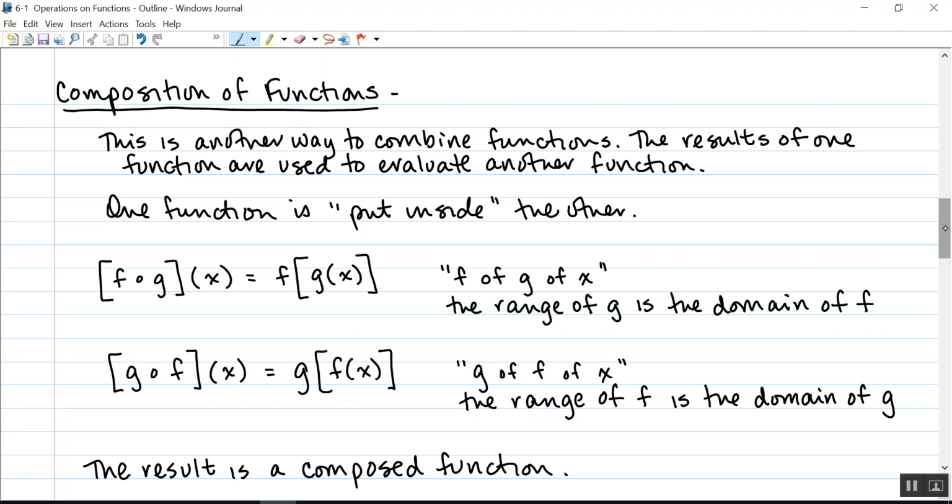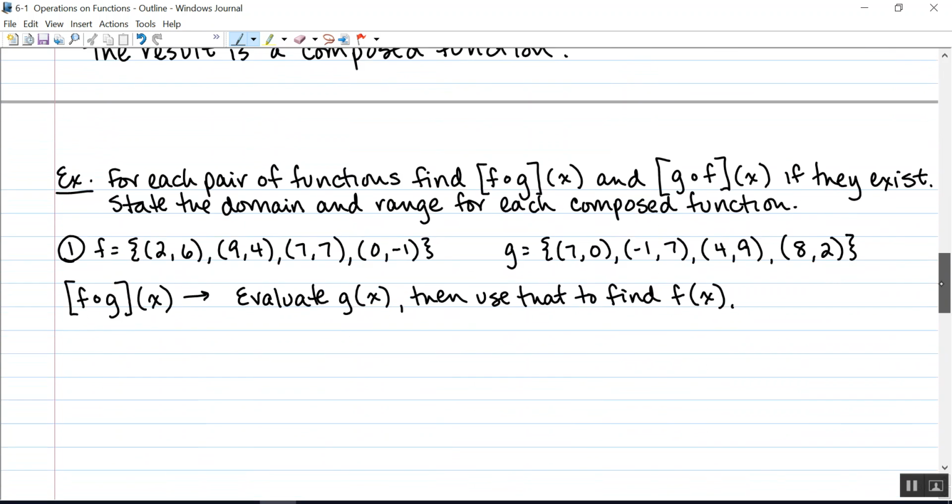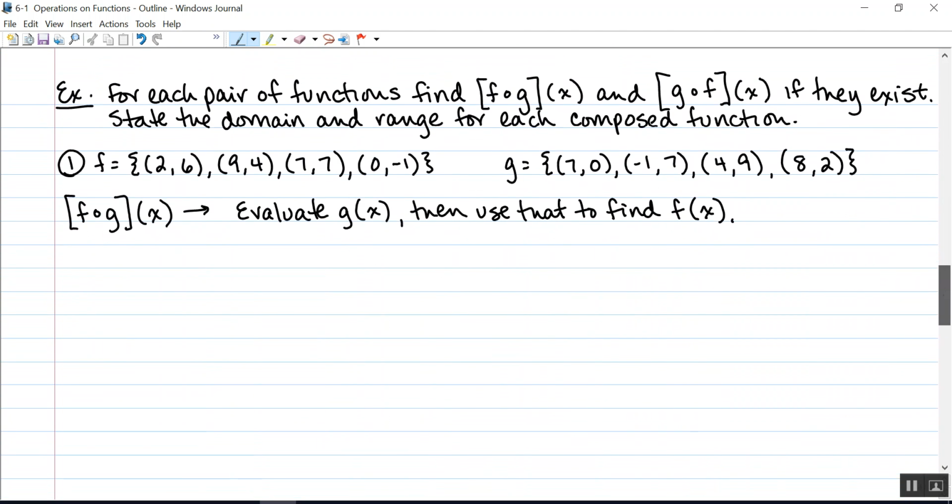Let's take a look at a couple examples that use this. This first one's a little more complicated, but if you get the rhythm of the way it works, we can figure it out. For each pair of functions, find f(g(x)) and g(f(x)) if they exist. State the domain and range for each composed function.